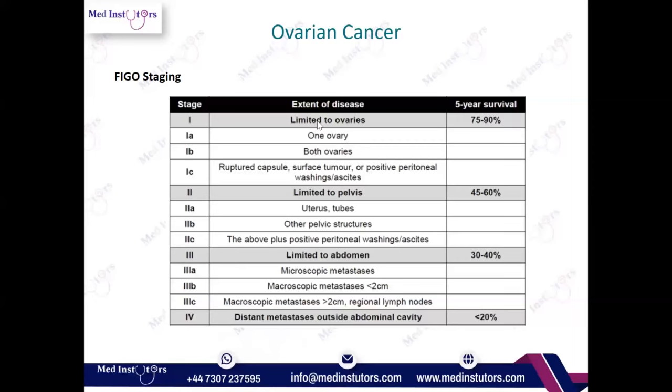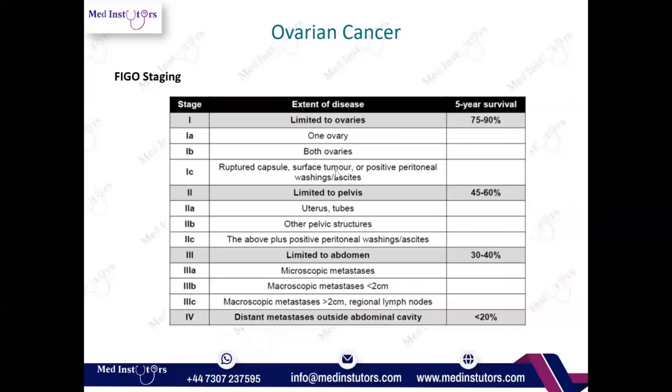Please revise with me. Stage 1, limited to the ovaries. So what substages do we have? 1A and 1B. In 1A, one ovary is involved. In 1B, both ovaries are involved. Okay, we have 1C as well. In 1C, there is a ruptured capsule, surface tumor, or a positive peritoneal washing or ascites.